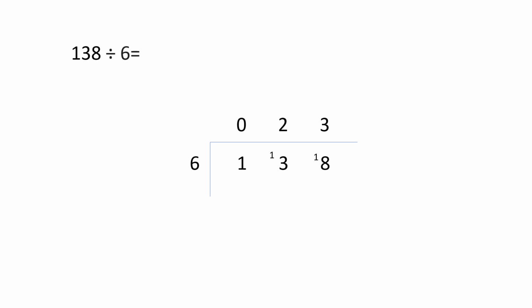So first you'd see how many 6's go into 1. Well, no 6's go into 1, so you put 0 there. Carry over the 1 to make 3, 13. How many 6's go into 13? Well, that's 2 with a remainder of 1, so you carry over the 1.